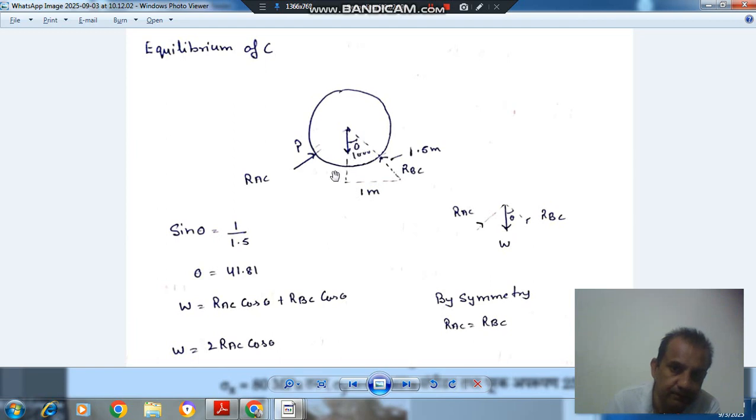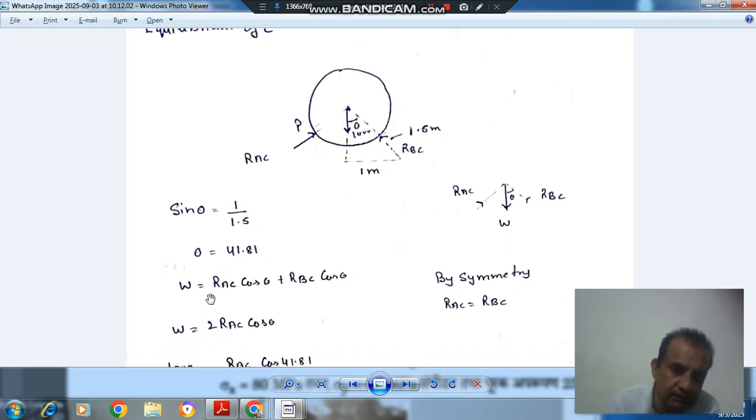So this angle is theta. Then this is your perpendicular, this is your hypotenuse. So sin theta will be 1 by 1.5 and theta will be 41.81 degrees. And now the force diagram can be made. RAC is reaction here, W is weight, 1000 Newton here, RBC is reaction here.